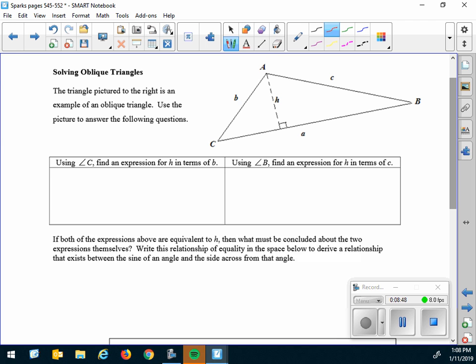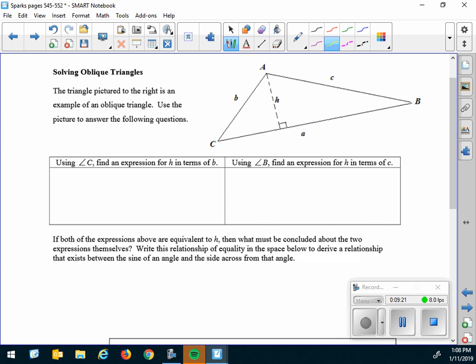Solving oblique triangles. Remember, solving a triangle means finding all the angles and all the sides that you don't know. But these are not going to be right triangles, so you cannot use your trig ratios. Now, well, this would not be given to you. This would not be in the picture. You would not be given that, okay? The reason it's here right now is we're going to have to use it to develop some formulas.